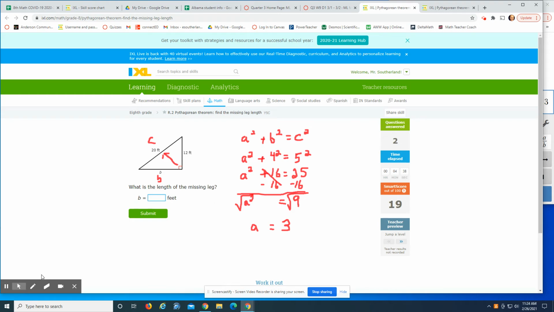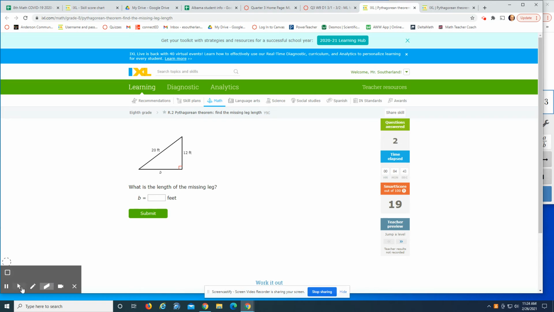Sometimes it's going to ask you to round to the nearest tenth. It doesn't always do that. A lot of times it's going to come out to be a perfectly whole number.